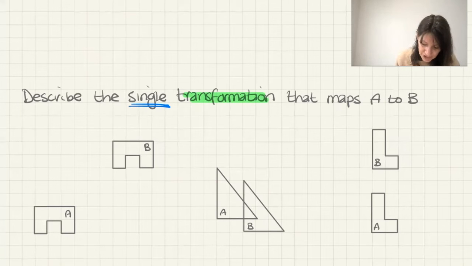So what we're going to do is we're just going to choose a corner that's the same on each of the shapes. We are going to draw in our vector to those corners. So there's my vector.